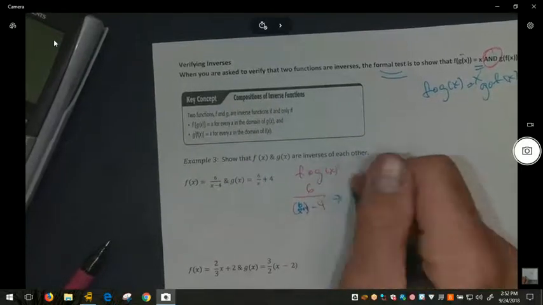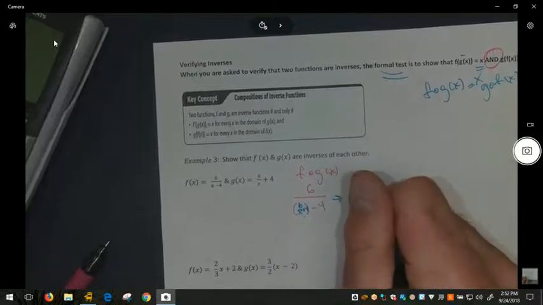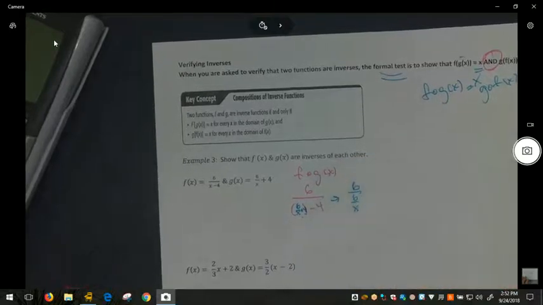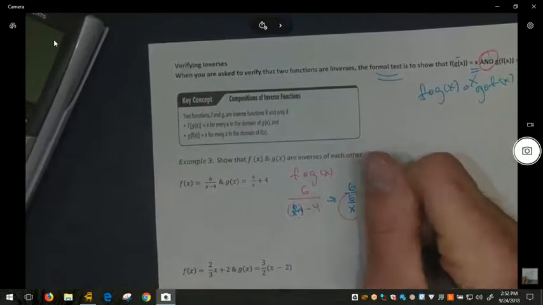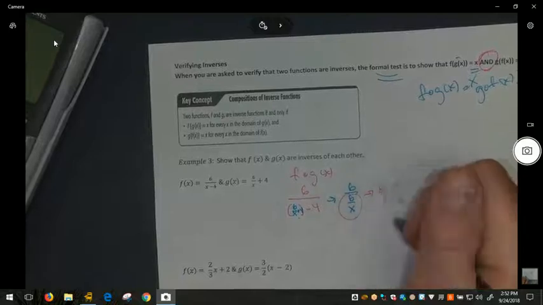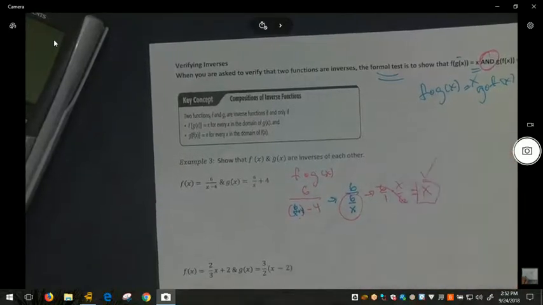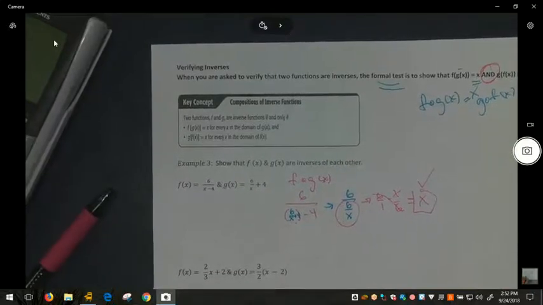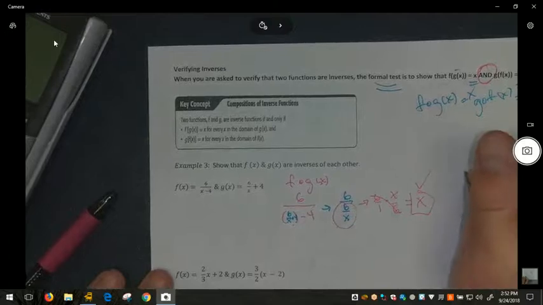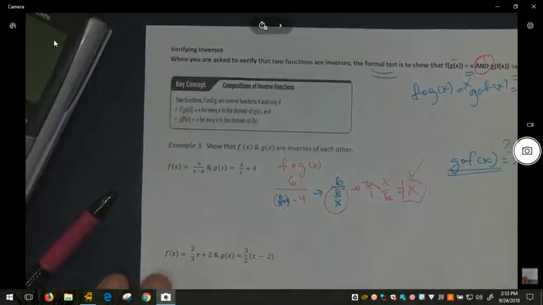When I do this, my numerator stays 6, and the denominator of plus 4 and minus 4, I'm just left with 6 over x. Well, to divide by a fraction, I have 6 over 1 times x over 6. I'm just left with x. So far, they look like they might be inverses. But wait, there's more. We still have to test g of f of x, because if that doesn't turn out to be x, then they're not inverses.